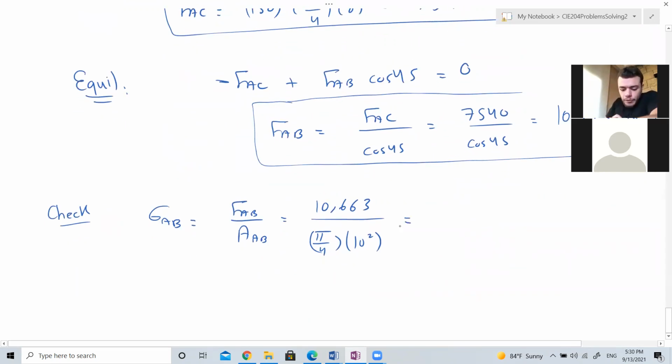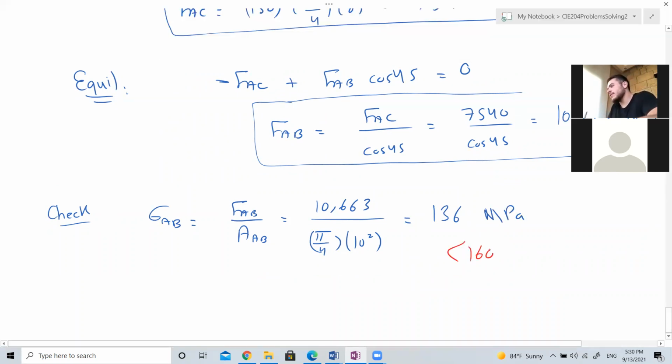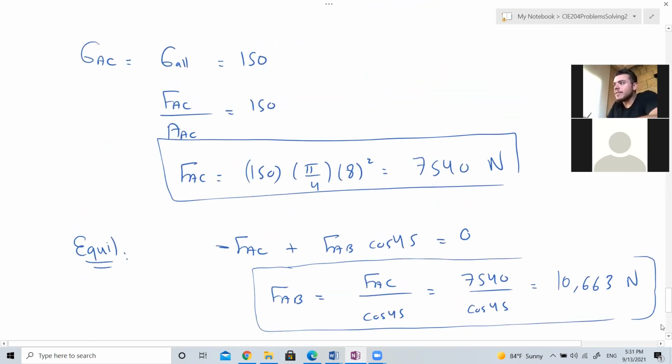Okay. So if you find the stress now, it comes out to 136 megapascal. 136 is indeed less than 150. So the assumption is correct. Therefore, FAB is equal to 10,663 and FAC is equal to 7,540.